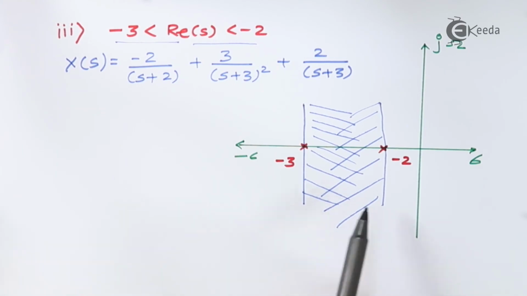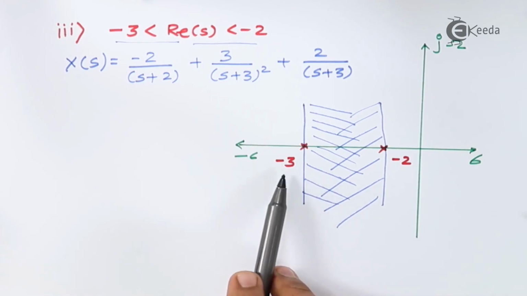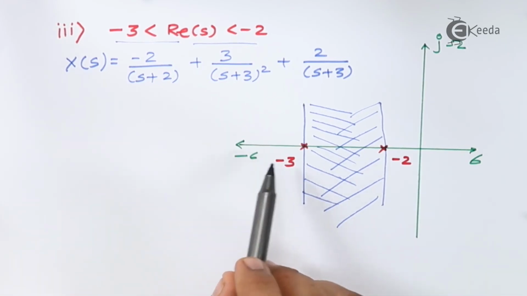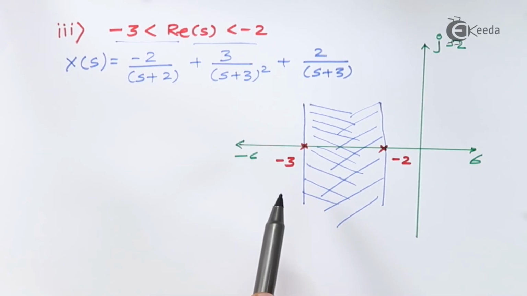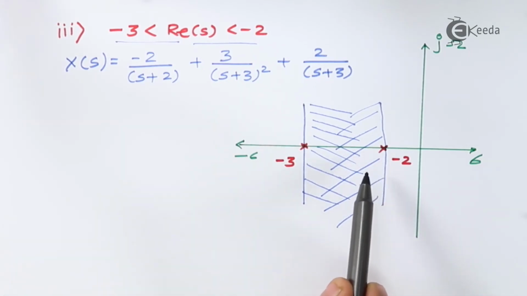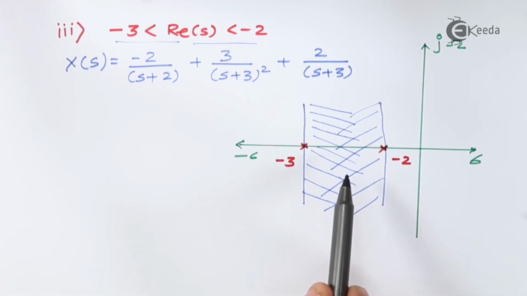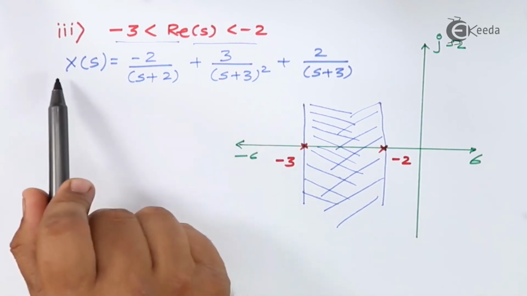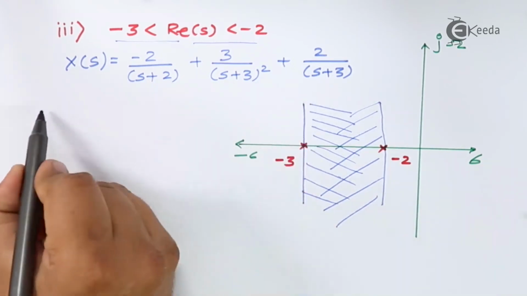Now in this case the unit step value changes. That is, for +3, for this type of pole the unit step value is always u of t, but for -2 the ROC is left-handed sided, so the unit step value is replaced by -u of -t. Now I'll show you how to find out the inverse Laplace transform of this question.